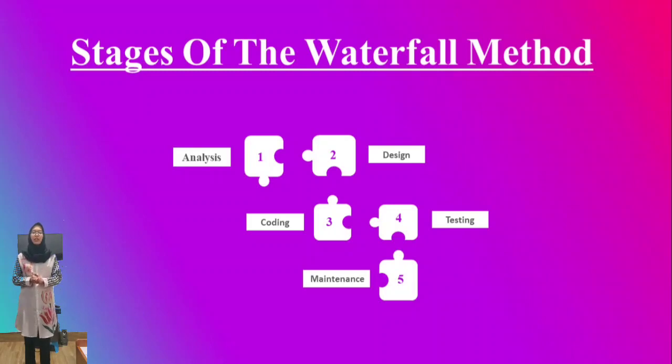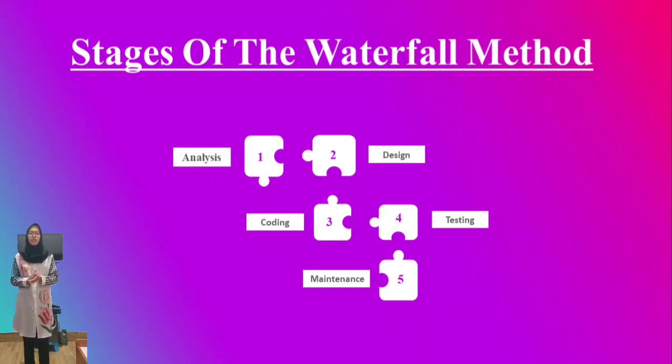There are 5 steps of the waterfall method. Number 1 is analysis. At this stage, the needs and problems that occur are analyzed. Number 2 is design. At this design stage, the user provides an idea of what the software should do. Number 3 is code. After the design, a program code is written in accordance with the design needs that have been described.